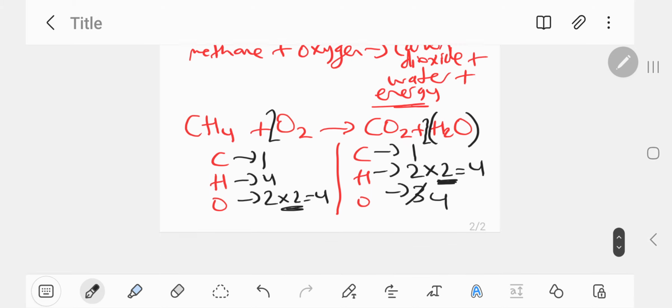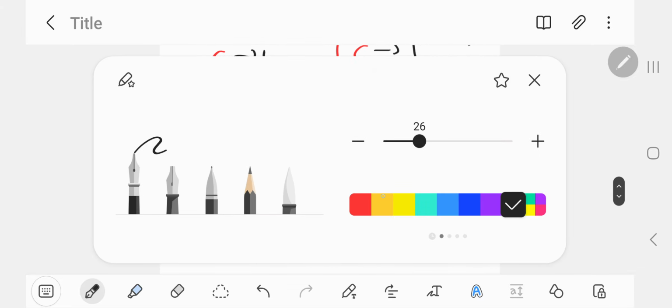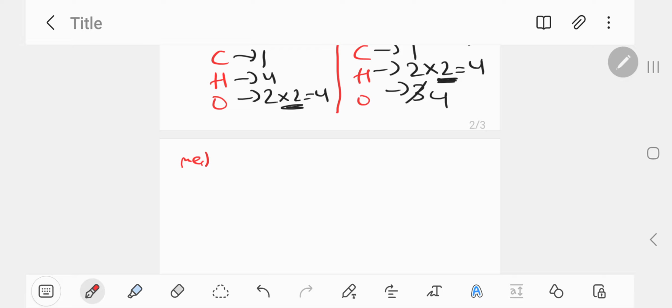Let's do the incomplete combustion of methane. So it'll be methane plus oxygen. Let's say in this case it gives you carbon monoxide plus water plus energy.